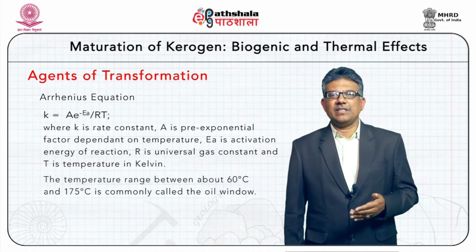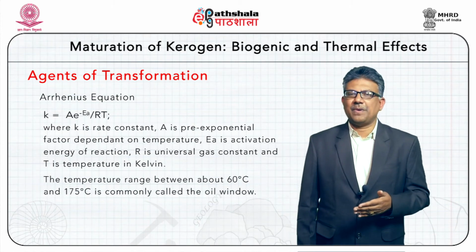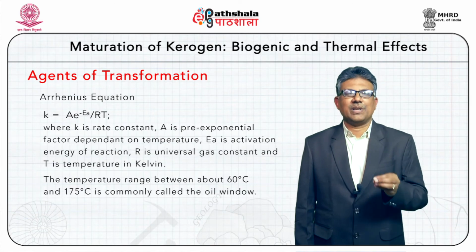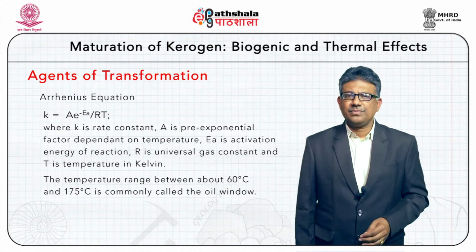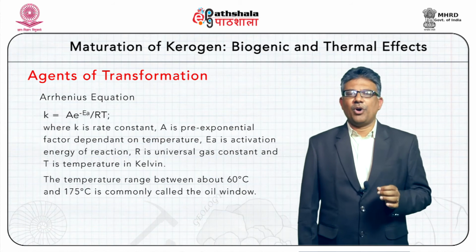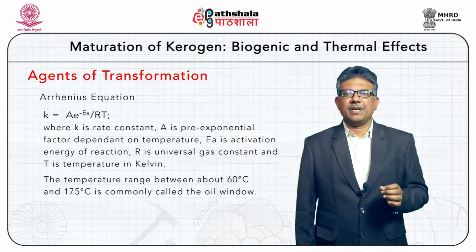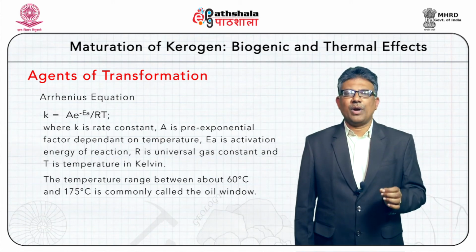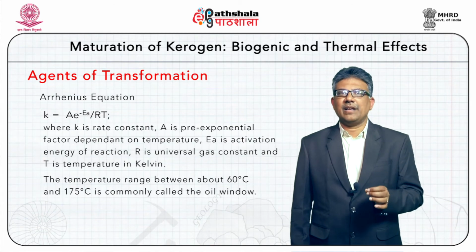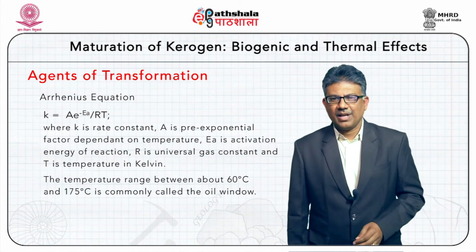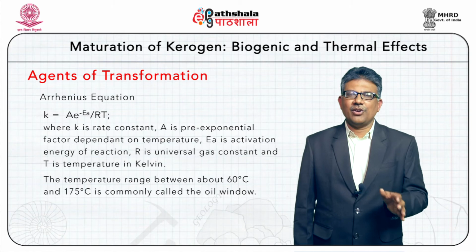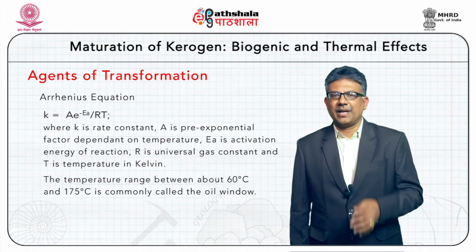The temperature range between about 60 degrees to 175 degrees, as I have already discussed, is what is called the oil window. This is the principal zone of oil formation. It begins at a burial depth of 1 to 2 km and ends at a burial depth of 3 to 4 km in most areas, depending on factors such as geothermal gradient.